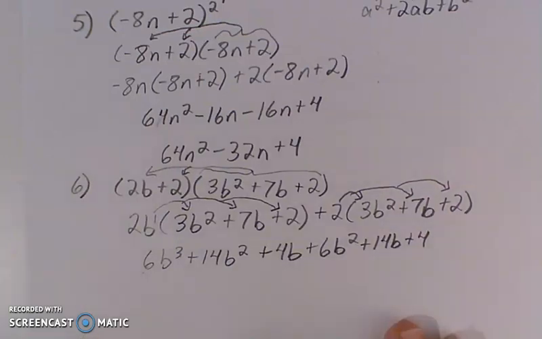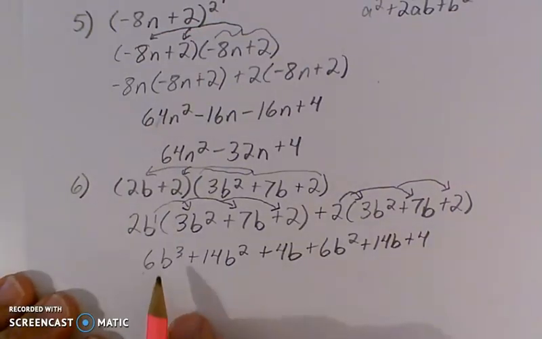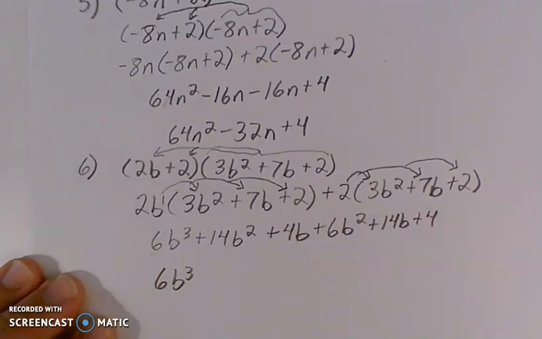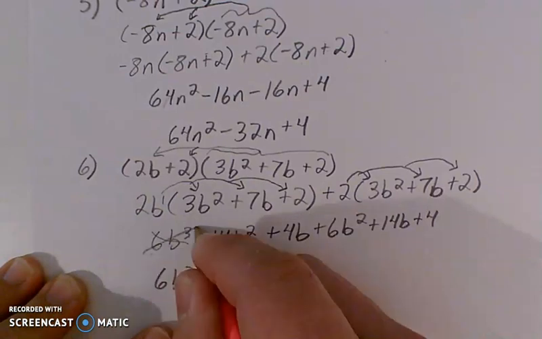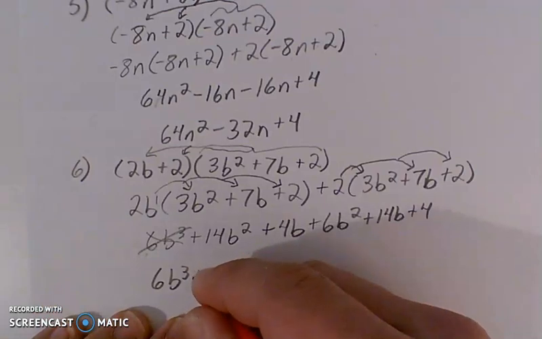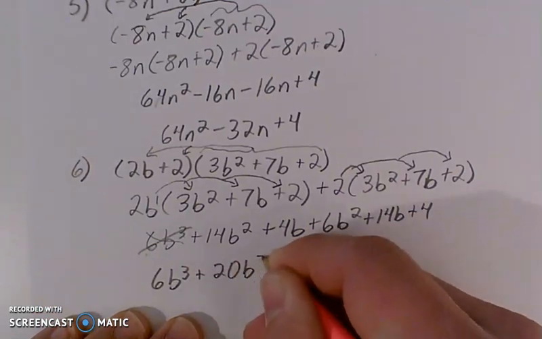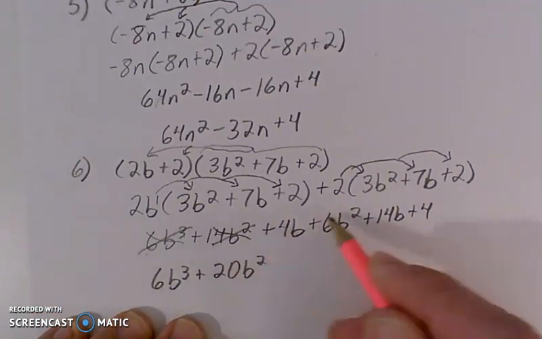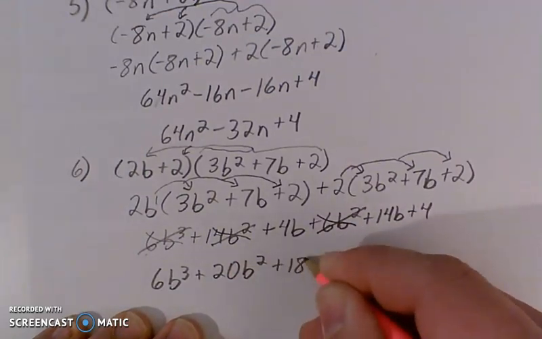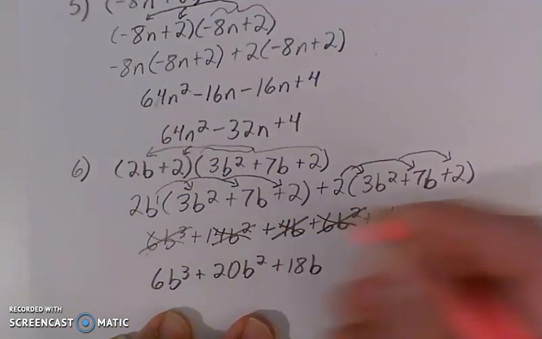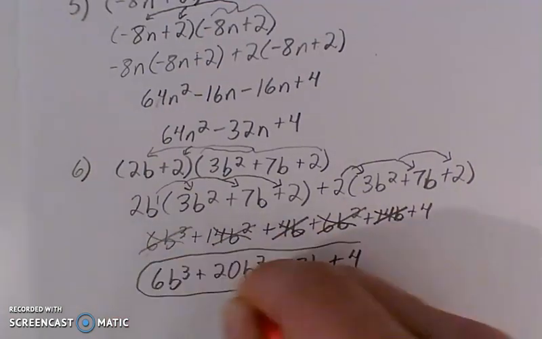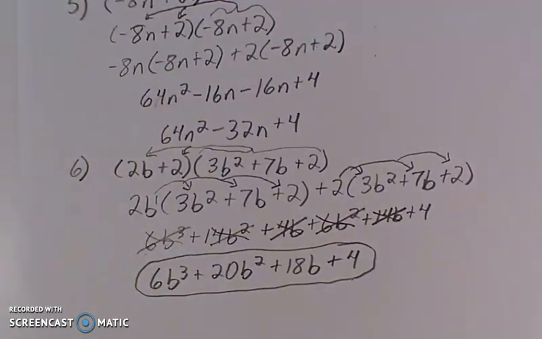Now we're going to start combining like terms here and be wrapped up. 6b cubed has nothing to combine with. It's going to be just 6b cubed. You can mark things out as you go along here. 14b squared will combine with 6b squared to make positive 20b squared. 4b plus 14b will be positive 18b. And 4 combines to positive 4 at the end. This is my final simplified answer for this product.